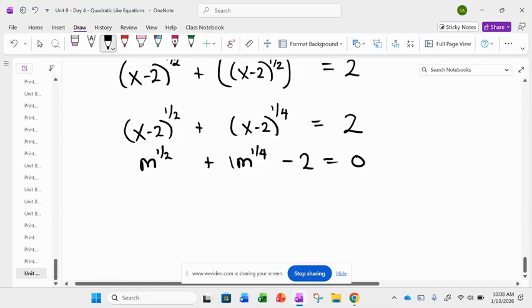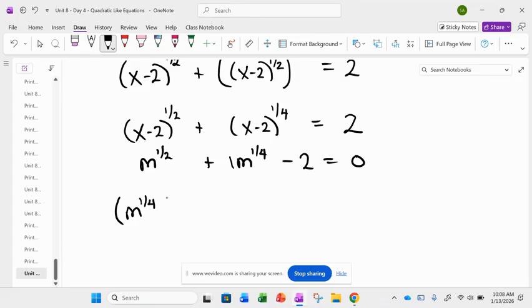Are you guys okay if I leave the half and the fourth while we're factoring? We always go to the smaller one. So this is going to split into m to the 1/4, m to the 1/4. And then we need factors of -2 that add to +1. So that's a +2 and a -1.